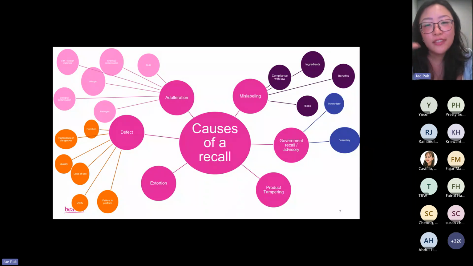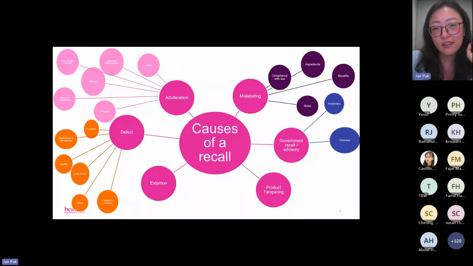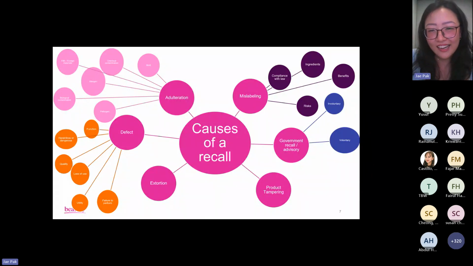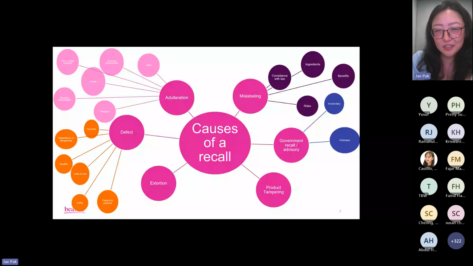And within these segments, it can be either an involuntary recall or a voluntary recall. And typically I ask people, do you think most recalls are involuntary or voluntary? And surprisingly, a lot of people think that most recalls are involuntary, but I would say the majority of the recalls that happen are voluntary.